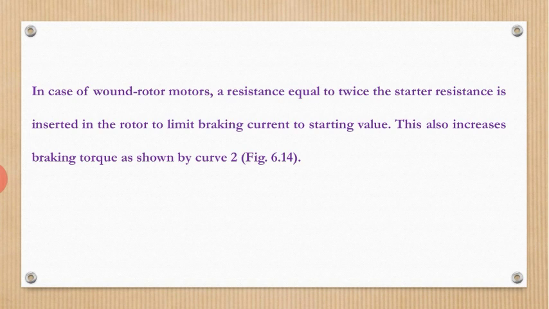So in case of wound rotor motors, a resistance equal to twice the starter resistance is inserted in the rotor to limit braking current to starting value. This is only possible in the slip ring induction motor, not the squirrel cage induction motor. Please note it. This also increases the braking torque.